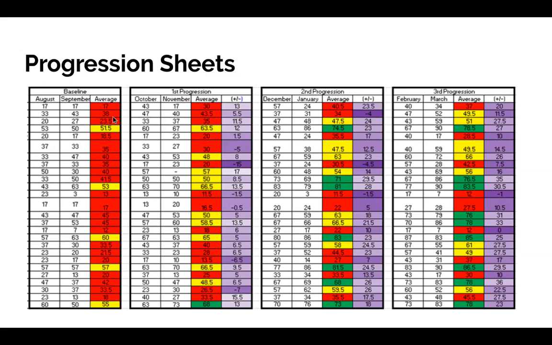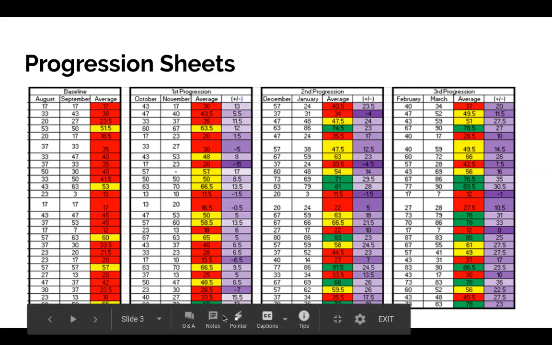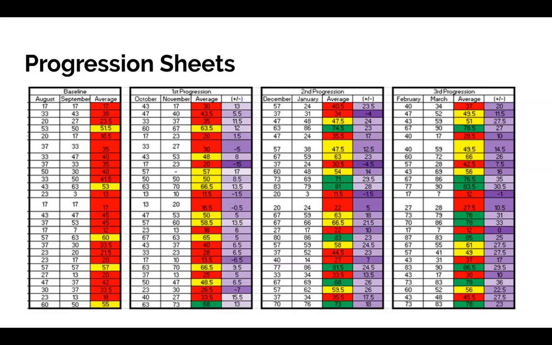So you can see that this student scored an average of 38% mastery, and you can see it's been color-coded red. We use a color coding system: red showing well below benchmark, yellow shows approaching proficiency, green shows us that the student has reached proficiency, and any blue shows that they're well above the proficiency line.